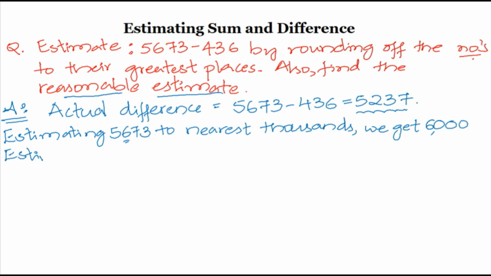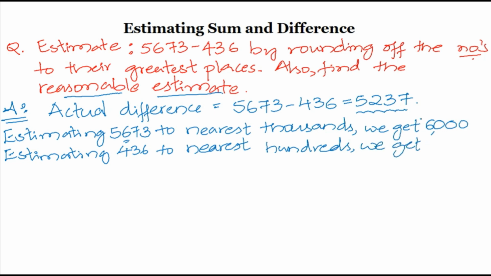Now let me estimate 436 to nearest hundreds. We get 400 because we have to look into the tens place. Hope you have understood why I have estimated to thousands and hundreds. It is because they have given the greatest places. Now let me find the difference.